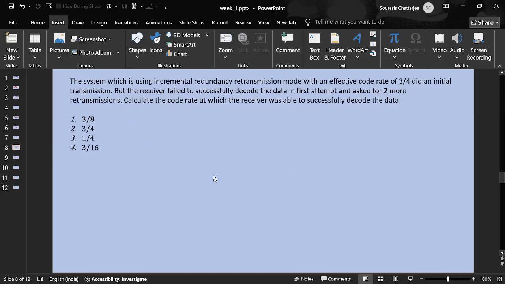Okay, with that, I guess this question is pretty easy for you to answer. In incremental redundancy based transmission, your effective code rate is 3/4, and the receiver failed to decode in the first attempt and asks for 2 more retransmissions. So what is your code rate going to be? 1/4. Yes, correct. And what would be the code rate if it asks for only one retransmission? 3/8. 3 by 8. Correct.